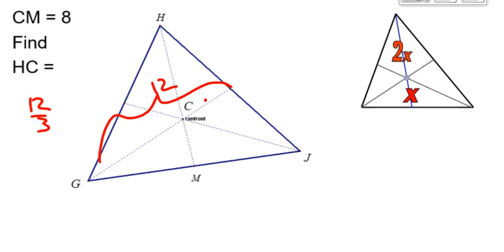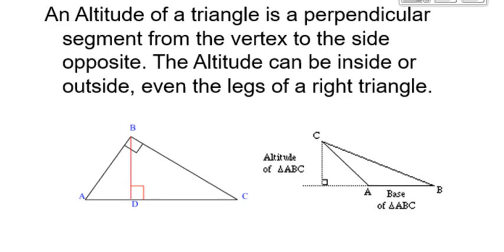So this guy is 4, which means this guy has to be 8. Okay, everybody good on medians? Okay. All right. Altitude in your notes.